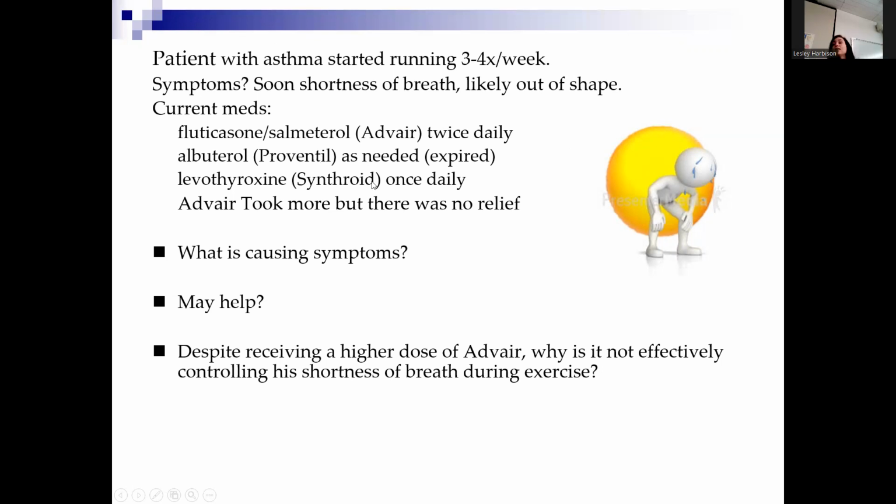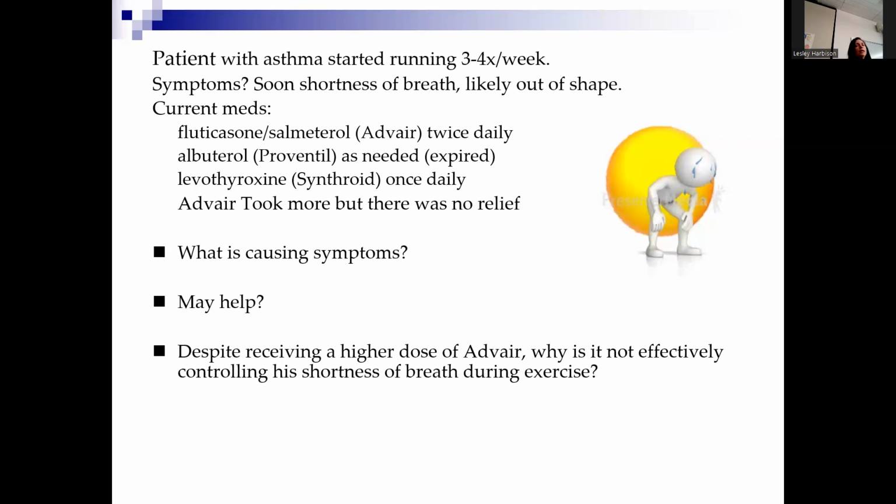And then Synthroid. What's Synthroid? Any throwbacks? Thyroid, good. Synthroid, levothyroxine, so they are hypothyroid. They take that once a day. And then they took more Advair but there was no relief, so they were short of breath. They took their albuterol, they took more Advair, but there was no relief. So what's causing the symptoms? This is a little tricky. The running, yes. And I think what this is trying to get at is maybe their albuterol isn't working.